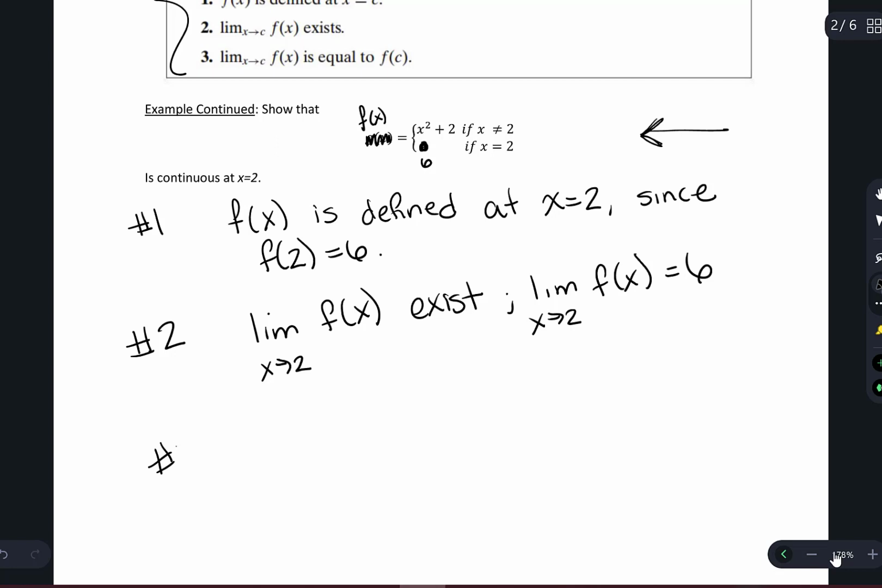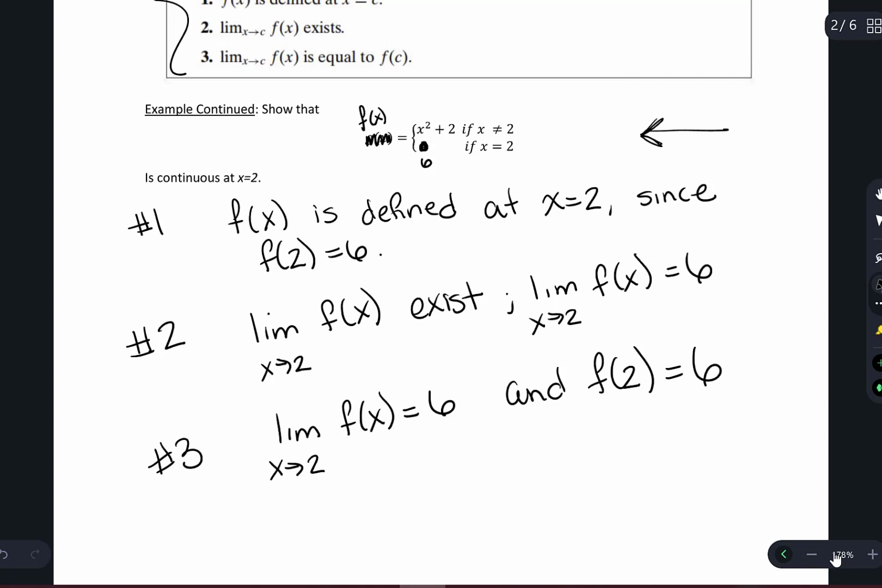So then number 3 essentially combines 1 and 2. We know that the limit as x approaches 2 of f of x is equal to 6, and f of 2 is equal to 6, and so therefore f of x is continuous at x is equal to 2.